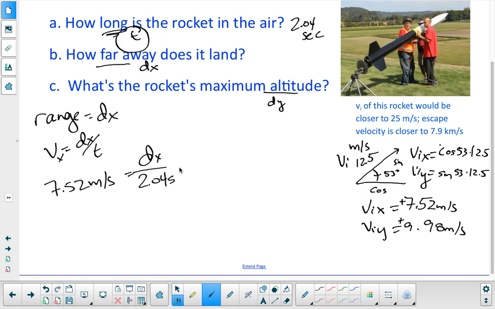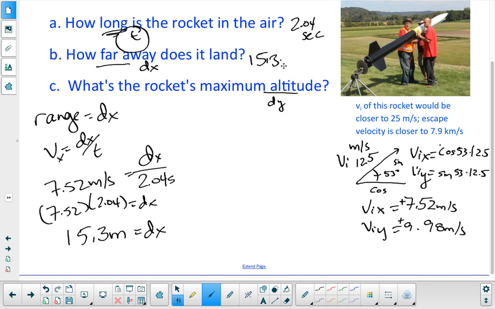So again, 2.04 seconds. By the time we do the math on this, it becomes 7.52 times 2.04 equals dx. And in this case, what is it? 7.52 times 2.04 gives us a value of, well, with sig figs, 15.3 meters equals dx. Like I said, not exactly a very exciting rocket. 15 meters isn't all that far. It's like 15 yards. Oh well, whatever. 15.3 meters is going to be our horizontal component of our displacement. That's as far as it went. Pretty lame, I know, but close enough. Just checking my other work earlier to make sure I'm doing this right. All right, what's our last question? Then we're done with that part.